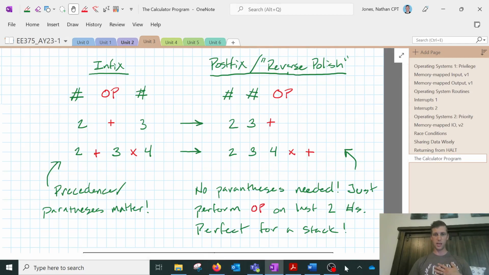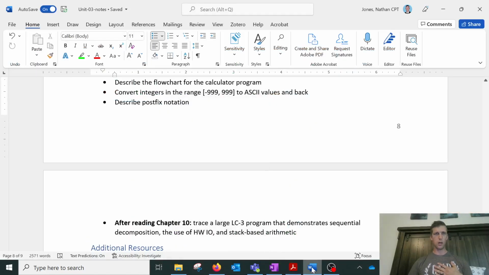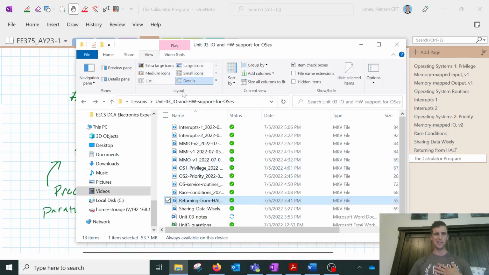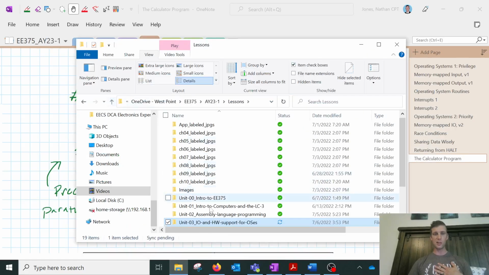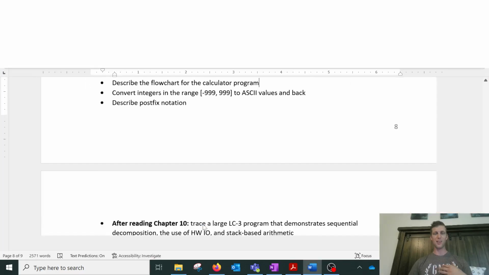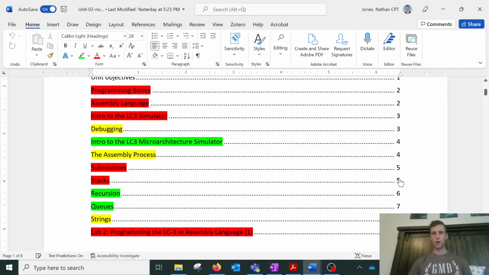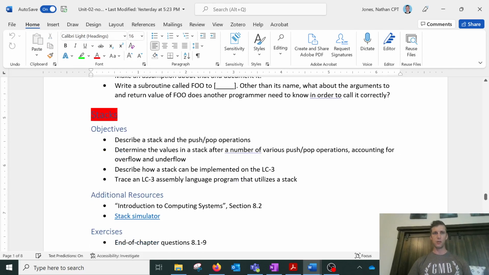By way of example, let me see if I can pull up the stack simulator, because the reason the authors are using postfix notation is that it is ideally suited for a stack. So I'll show you why right now.